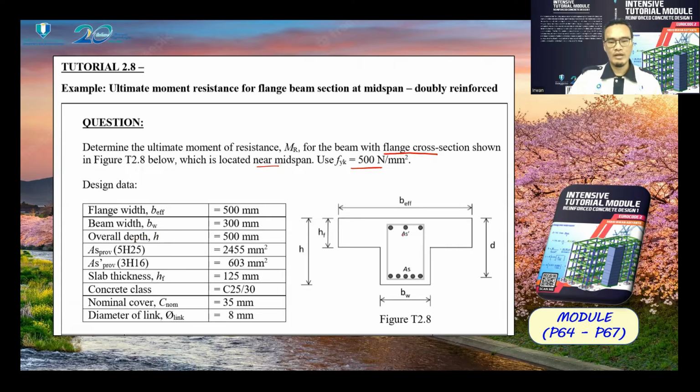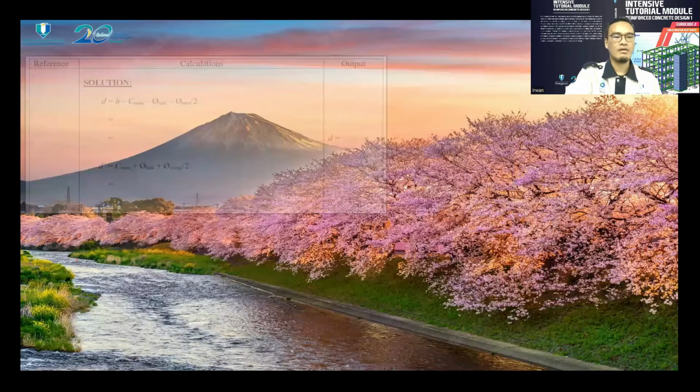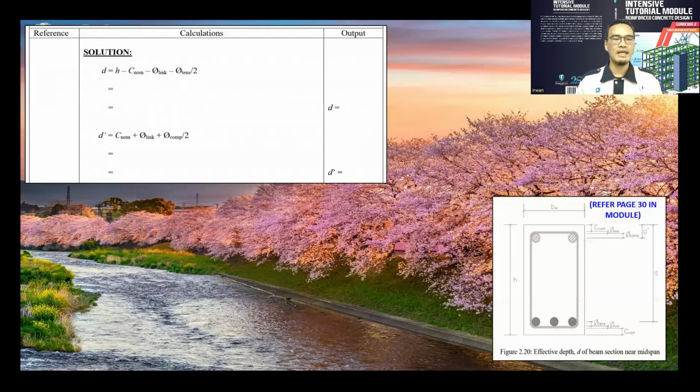You can see here that we have As prime, which is for compression, and As is for tension. First of all, of course, we have to determine the value of d and d prime. I believe you are already familiar with these steps. So may I know the answer for d? 444.5 mm. Of course, you write down the full calculation later. And then the d prime? 51 millimeter. Good.